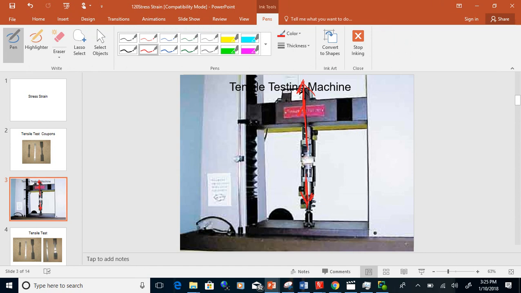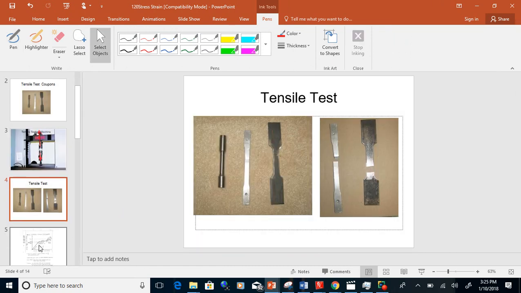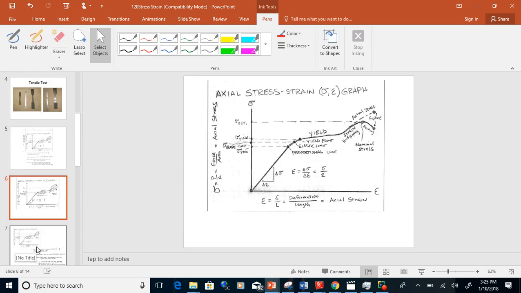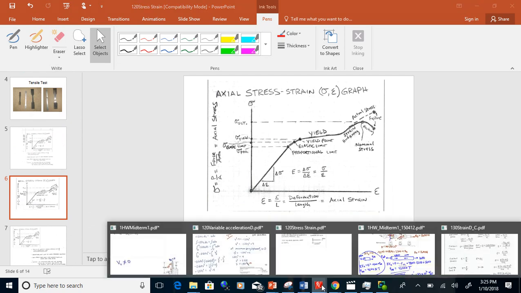And then you graph up the results, is what you do. So there are the samples, and you test the samples until they fracture, usually. That's what they look like after they break. And then you record the data. The data looks something like that, and this is what you've got on page 125, a picture of that I'm showing you here.